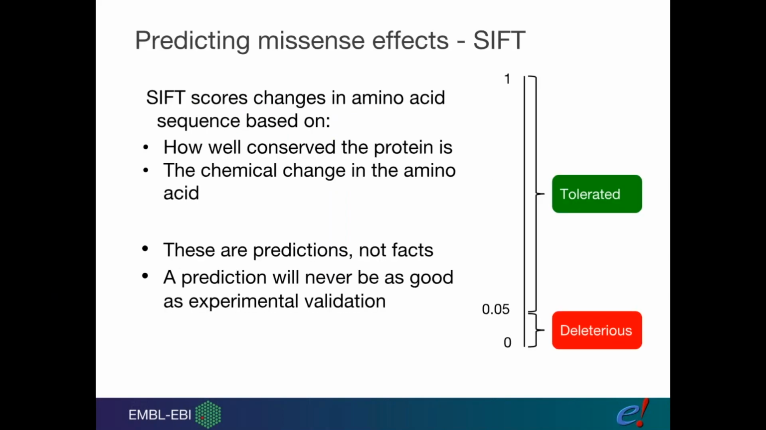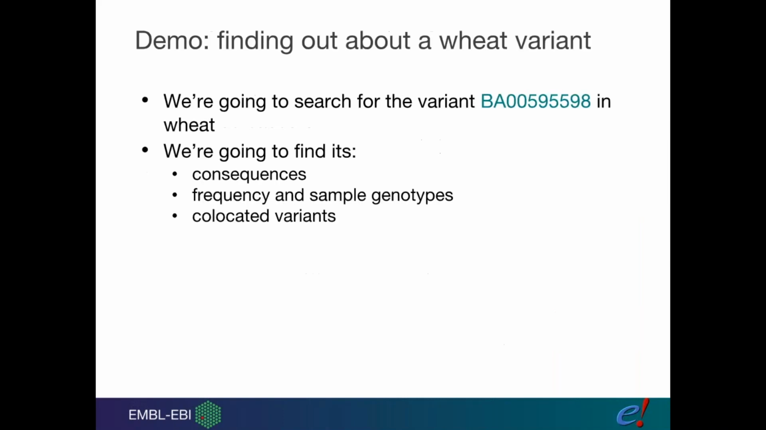We use SIFT to predict the effect of missense variants. SIFT scores changes in the amino acid sequence, and it's based on how well conserved the protein is and the chemical change in the amino acid. It's important to point out that SIFT predictions are always going to be predictions. They are never ever facts. They are not validated through experiment, and they will never be as good as experimental validation.